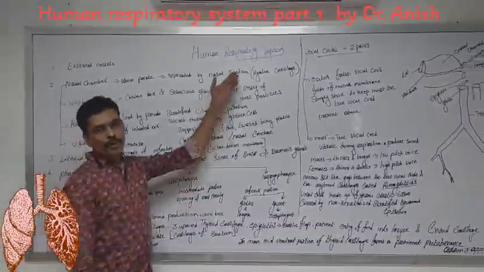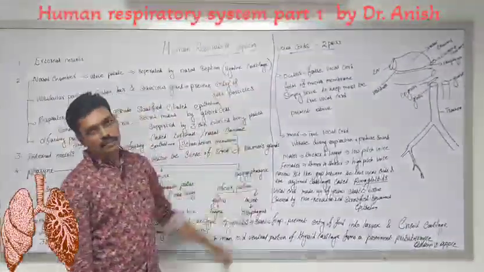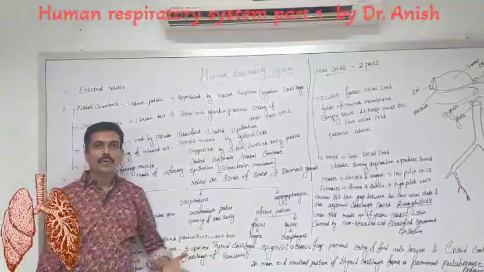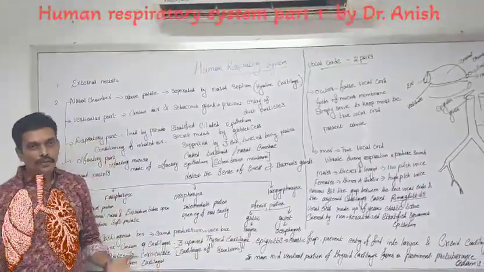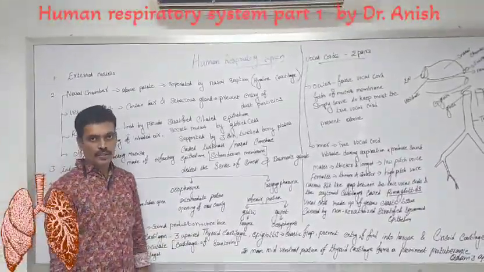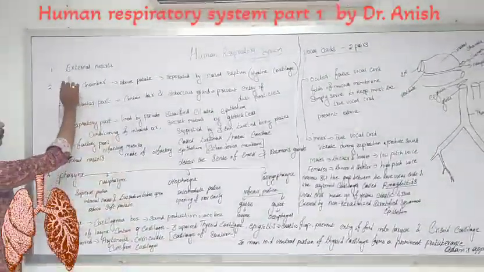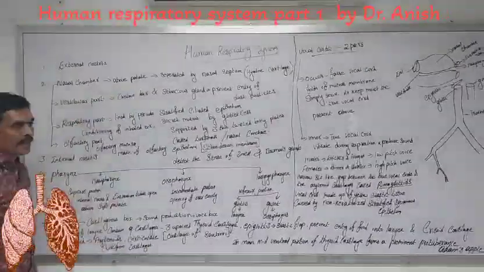Okay students, today we are going to study the respiratory system of humans. The human respiratory system consists of a number of organs and parts. We are going to look at some of the parts of the human respiratory system. So first, when we go to the respiratory system of humans, the external nostrils are there.